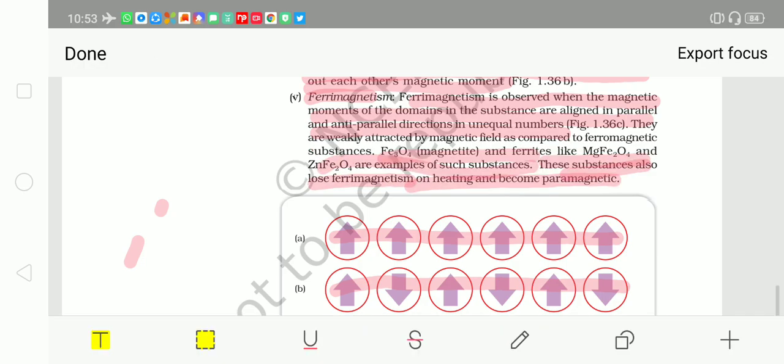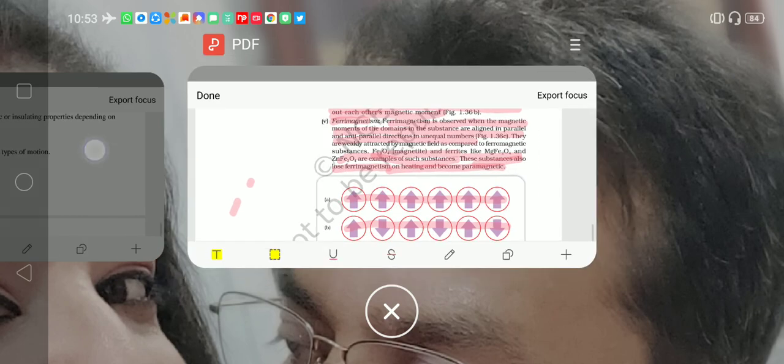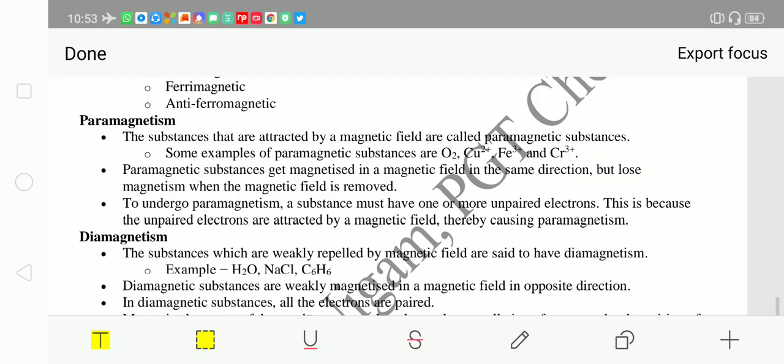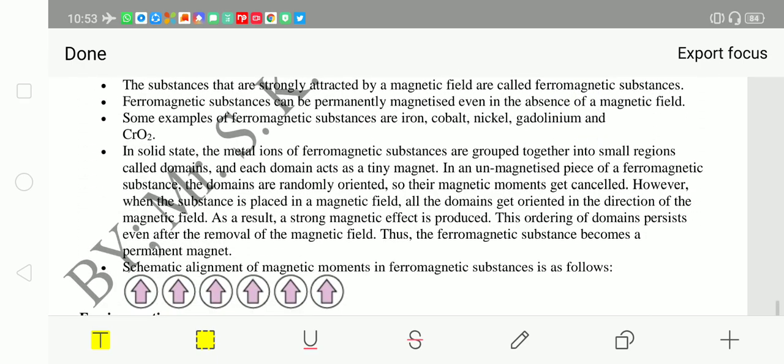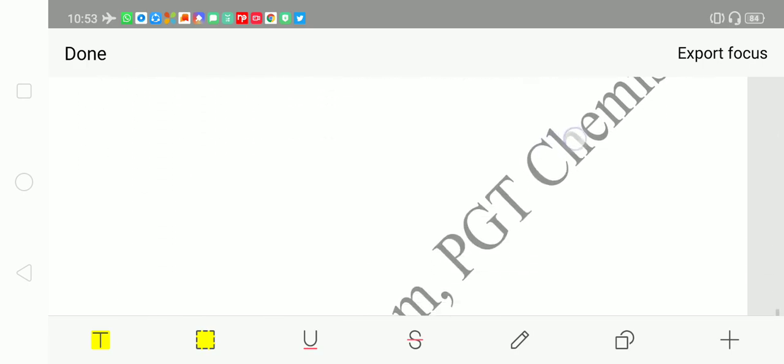So these all are the 5 kinds of magnetic materials, and it is also mentioned in my notes. It is clearly mentioned, all the points are written here, so you may go through these notes. Clear?